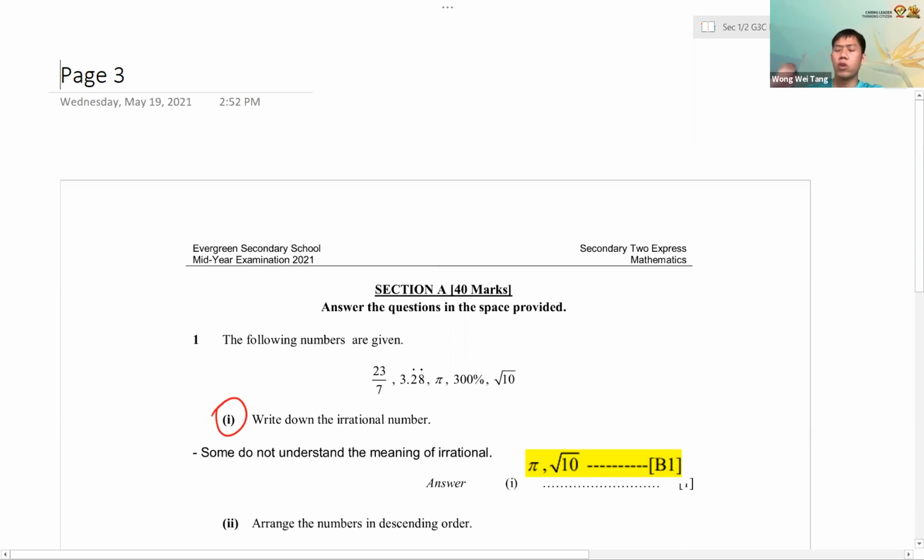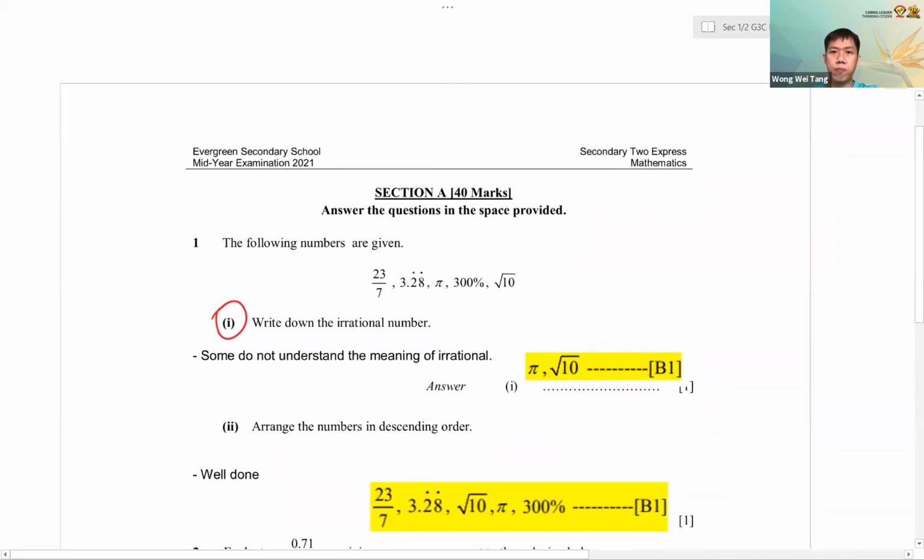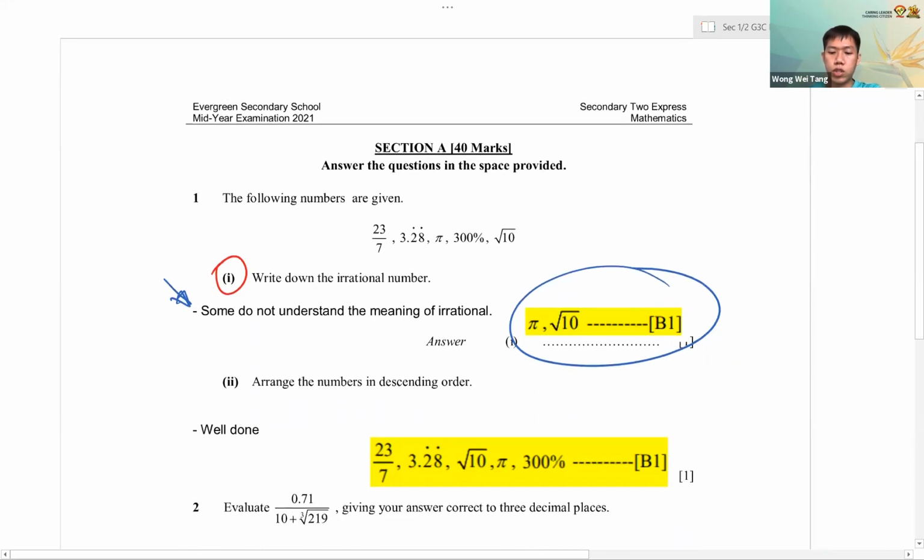Okay, so for now, our focus is to understand the questions. You try and recall what you've done. So here I have the comments that is given by the marker, and we have the solution highlighted in yellow. Okay, so let's start with the first question.